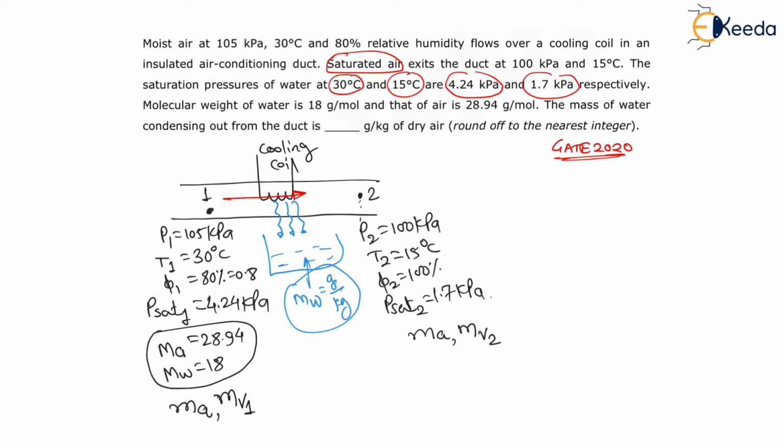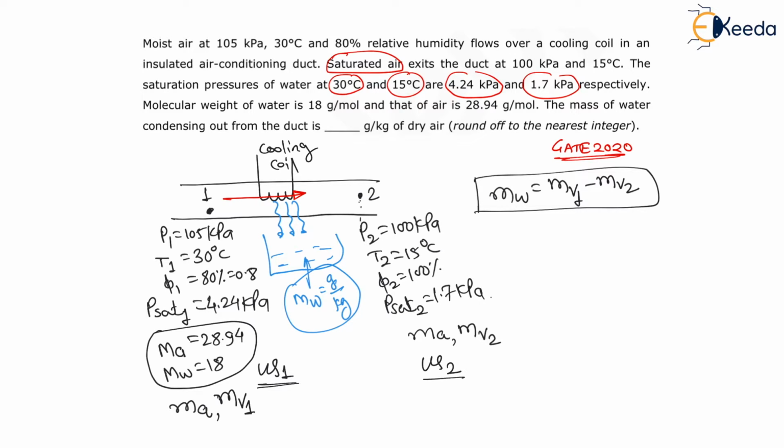Now definitely we can say the mass of water condensed is nothing but initially there was mass of vapor 1 and at final condition there is a mass of vapor 2. So the difference of this vapor is condensed in the form of water. This is the mass balance. So we have to calculate mass of vapor 1 and mass of vapor 2. For this we have to calculate specific humidities. Let us say specific humidity at 1 is omega 1 and specific humidity at 2 is omega 2. So we have to calculate omega 1 and omega 2.